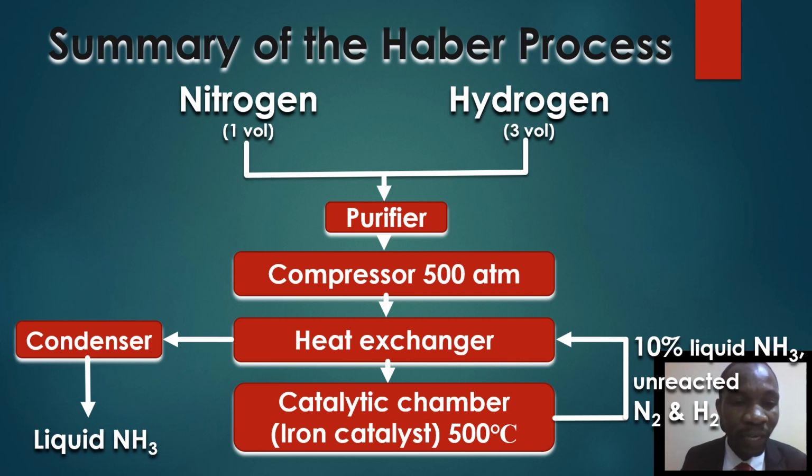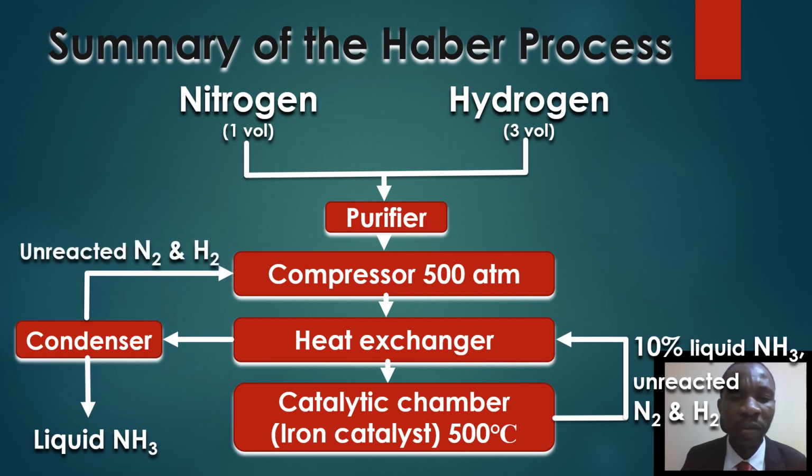Then remember we had unreacted nitrogen and hydrogen. So they are going to be taken back to the compressor so that we can increase their pressure again and take them to the heat exchanger, then the catalytic chamber to react further. So that is the whole process of preparation of ammonia.